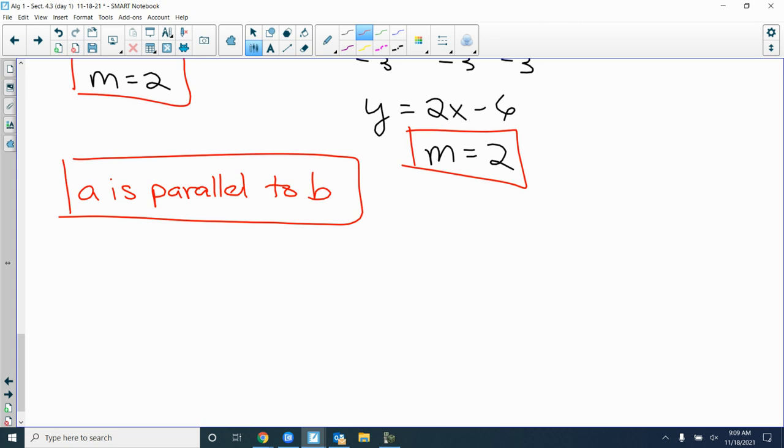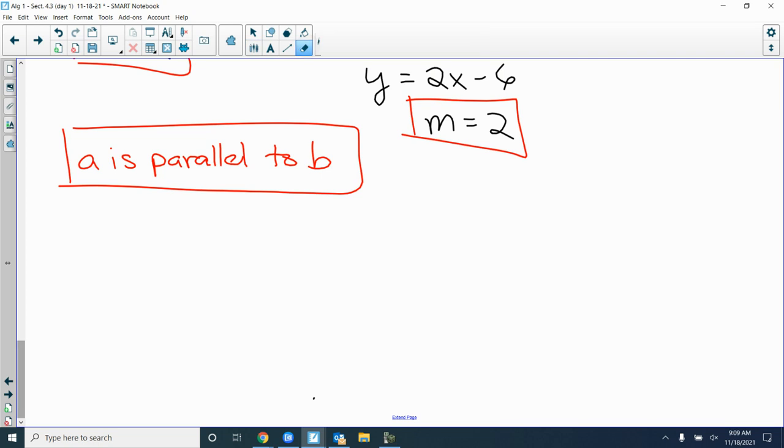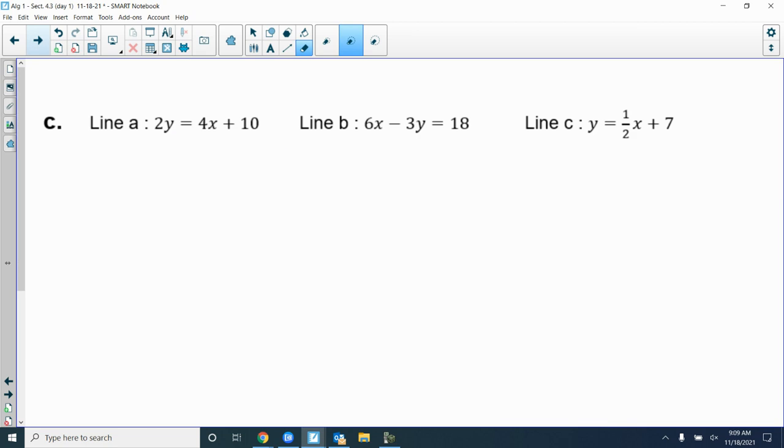Okay, A is parallel to B. All right, are we on the back yet? Yes. All right, flip her on over. That was the one. That was the one? Yeah.